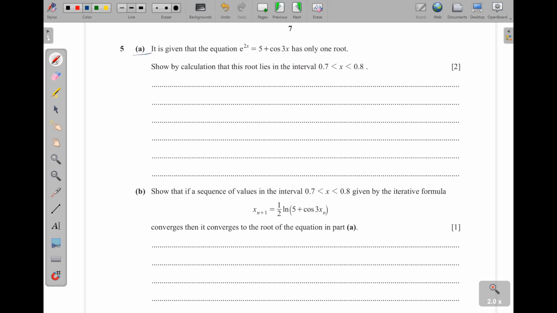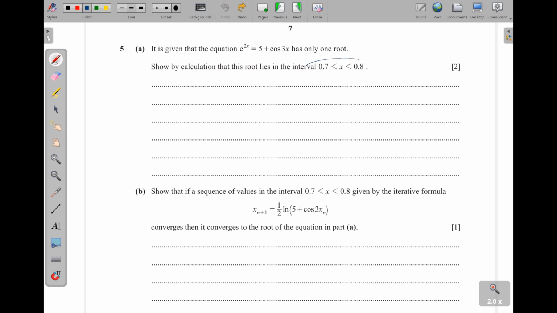Question 5 part A, they are saying that it is given that the equation, this one here, has only one root. Show by calculation that this root lies in this interval. So what you can do is to put everything on one side. I can take this one here, or I can take this one here. Okay, so these are two equations. We can even use the graphical method. You sketch one graph and then you sketch the other. If they meet at one point, then that means that there is only one root. Okay, it is the intersection of the two graphs.